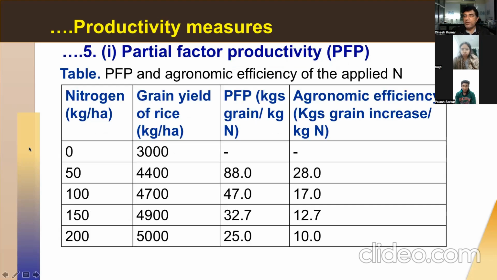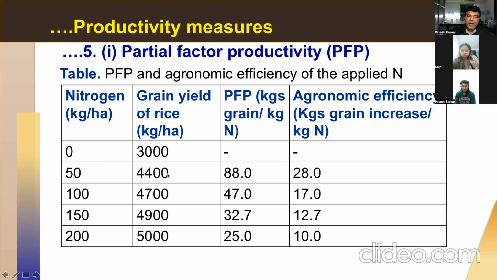For example, I am showing you how to calculate partial factor productivity for nitrogen. Suppose these are the different rates of application: 0, 50, 100, 150, 200. And this is the grain yield of rice, which I put in kg per hectare. It is very easy. Divide this column by this column. For 3000, you cannot divide by 0 because you will get infinity. On 0, you have not used any fertilizer, so you cannot calculate partial factor productivity here.